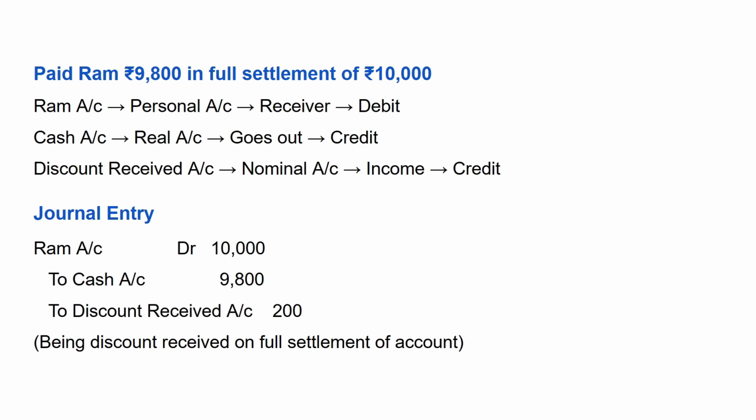Here payment is made in full settlement, so we close the personal account for the full amount, that is 10,000 rupees, because Ram's account balance becomes 0. Now we need not pay anything to Ram, so we have taken 10,000 rupees. And discount received is income, not expense, because the business gained. We have received 200 rupees discount, so we will pay less 200 rupees.